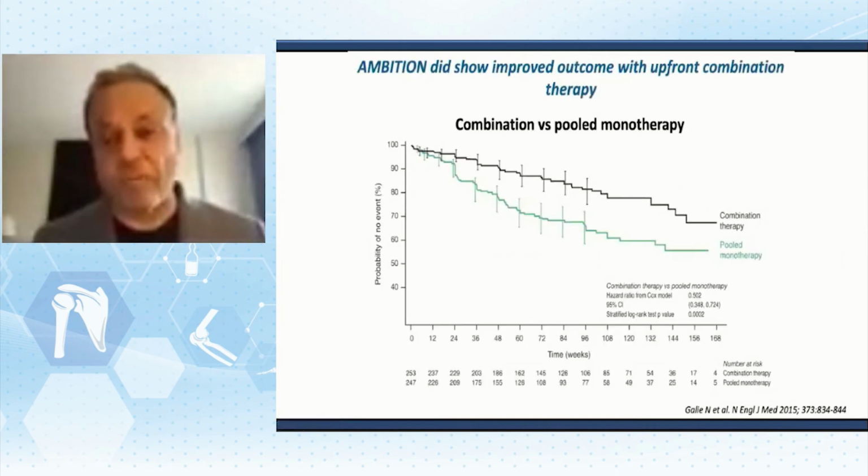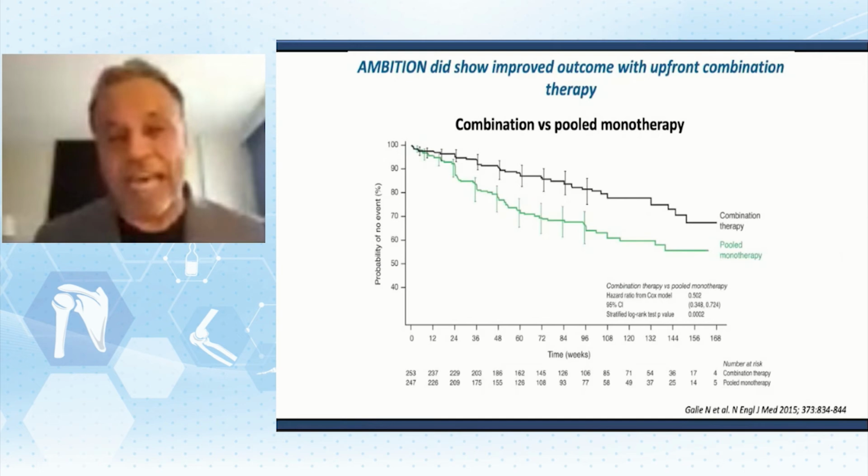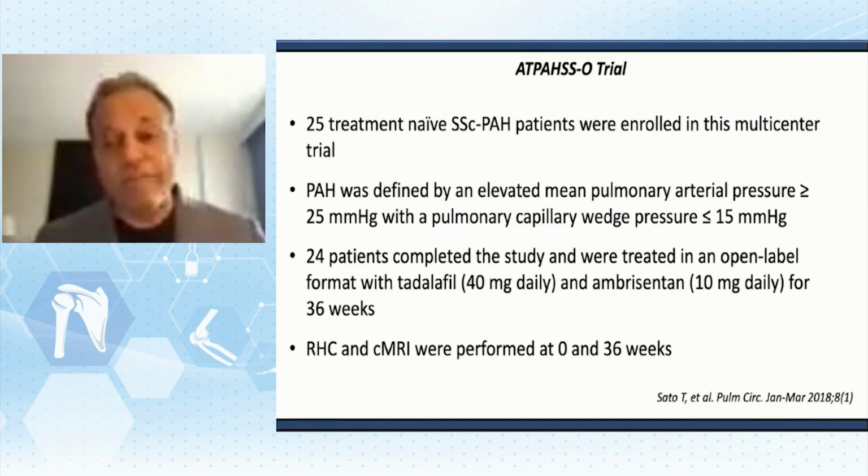And they found that this double combination strategy was very much superior compared to monotherapy in reducing morbidity and mortality endpoints, with about a 50 to 60% reduction in the primary outcome. Because of that, many authors were interested in this combination, and this study looked at 25 treatment-naive scleroderma PH patients. This study was done in many centers. The primary center was Johns Hopkins.